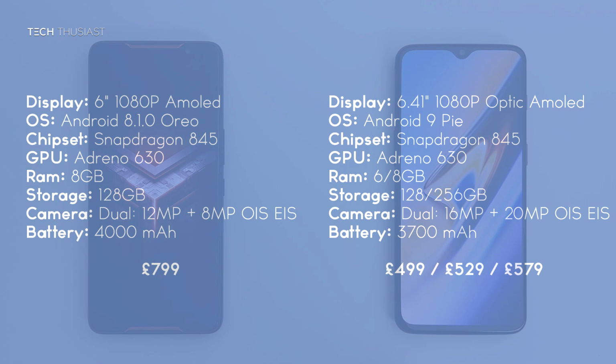As for the audio quality, the output was lower on the Rog Phone compared to the OnePlus 6T. And for slow motion videos, both of the phones can record 240 frames per second at 1080p, but the OnePlus 6T can record 480 frames per second at 720p.